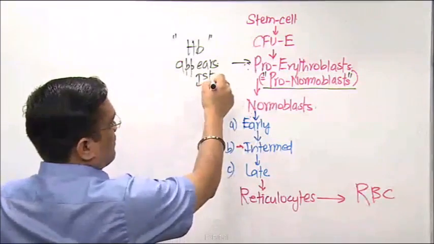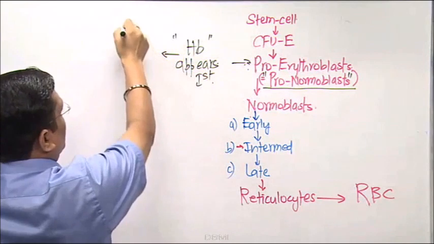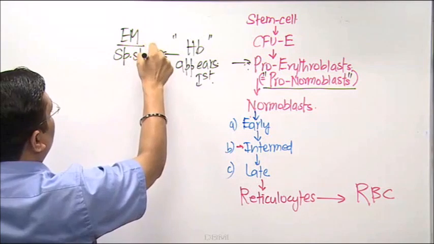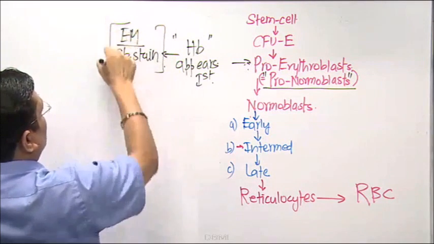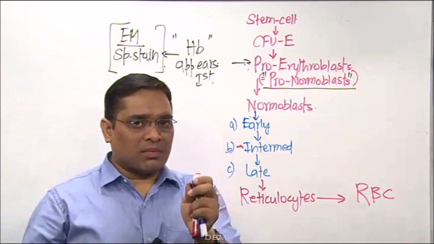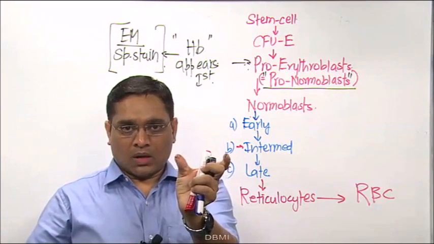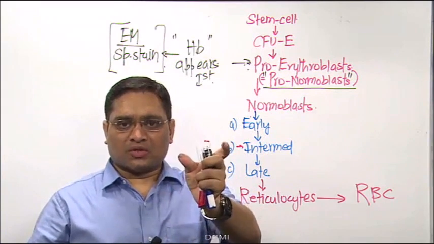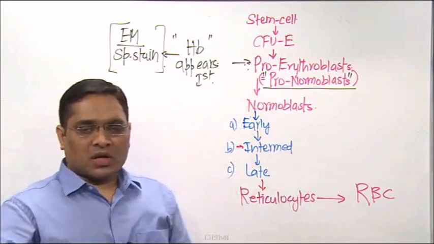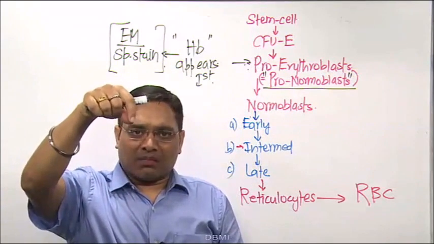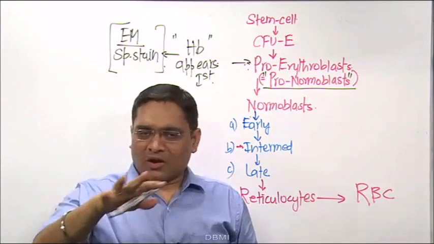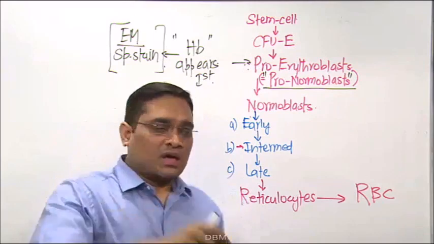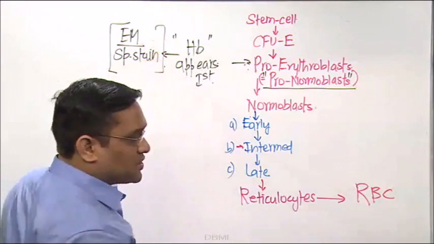This hemoglobin which appears first can be detected by electron microscopy or special staining. What I am telling you is a paragraph of intro. Hemoglobin first appears in erythroblasts, that is pro-erythroblast, also known as pro-normoblast. They will appear as a bluish tinge inside the mitochondria, but they cannot be detected by routine staining. It will be detected first by electron microscopy and special stain.